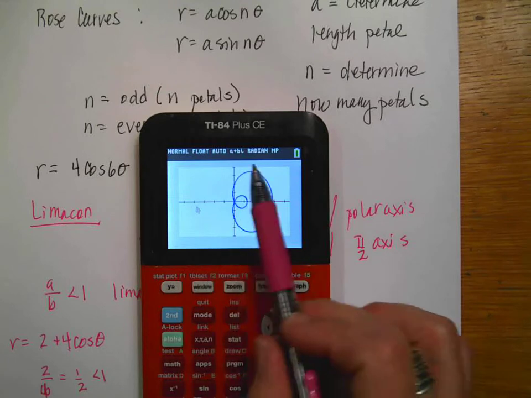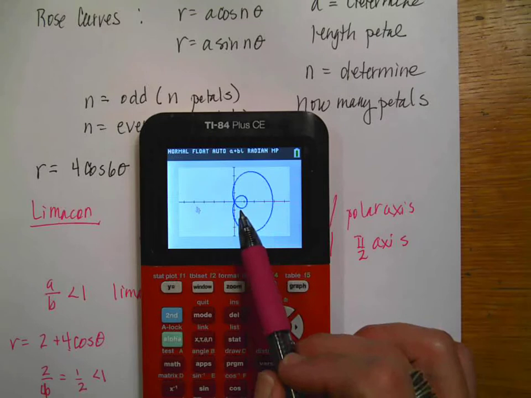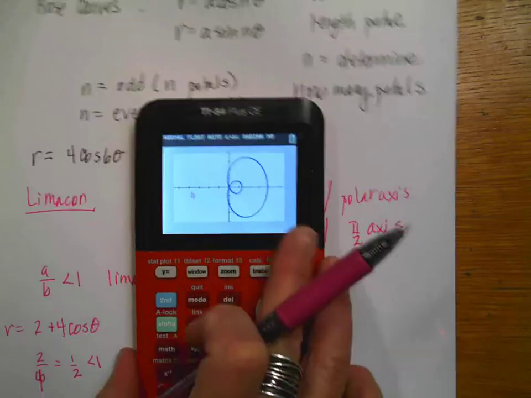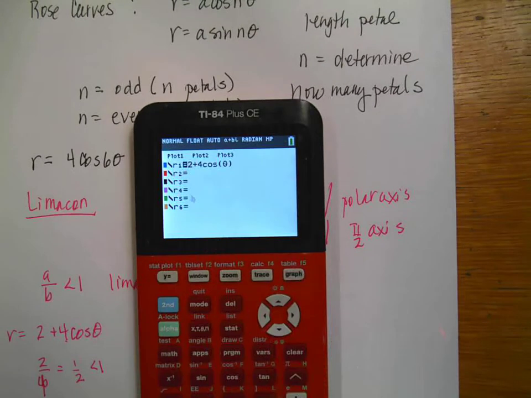So it's similar to a cardioid because notice it looks kind of like a heart on the outside shape, except now I have that inner loop.